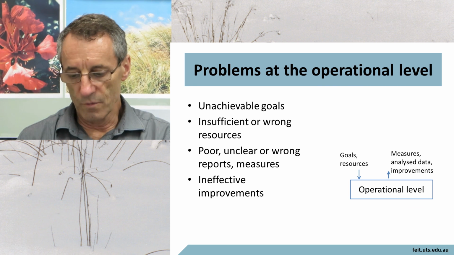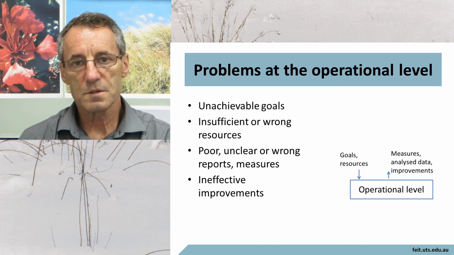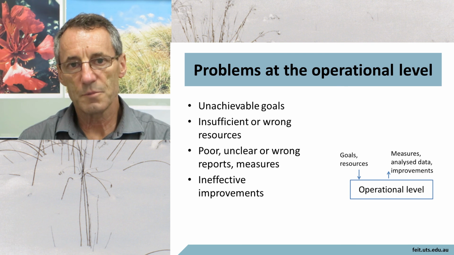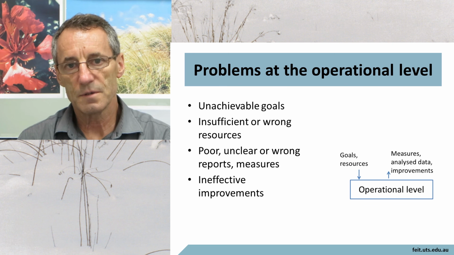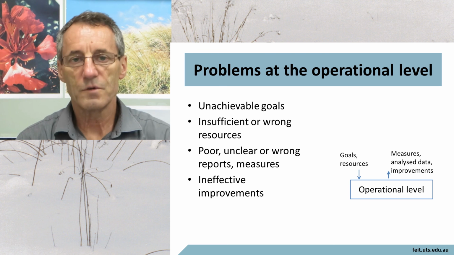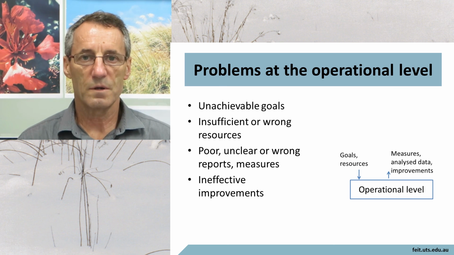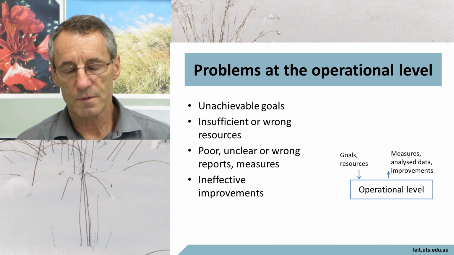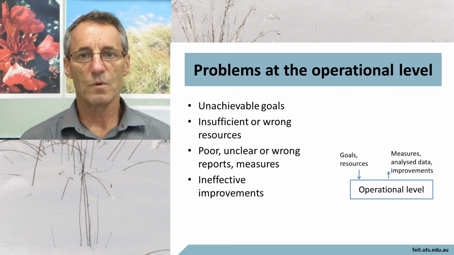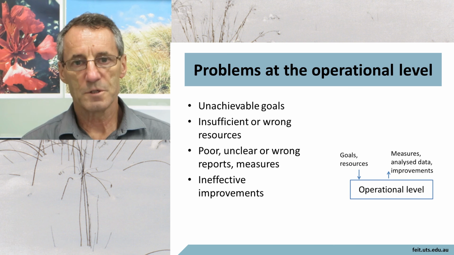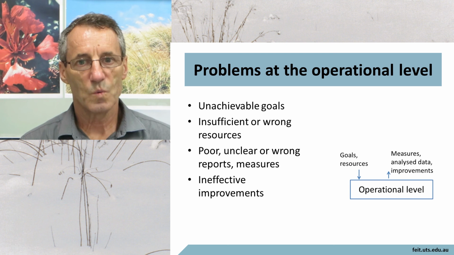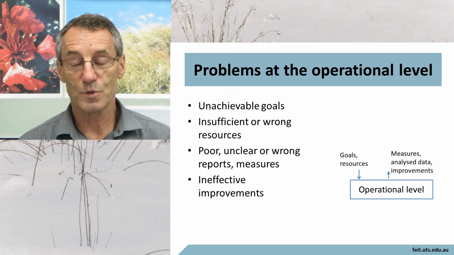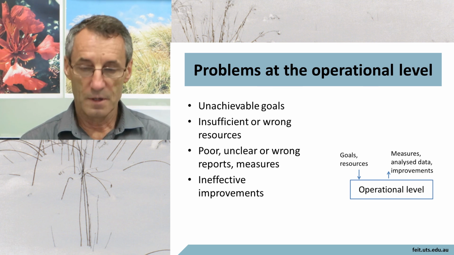Poor, unclear, or wrong reports and measures. I've spoken about that before, but I'll say it again. If you're measuring the wrong thing, it's not going to help. And frequently, almost invariably, people measure the wrong thing. They measure what's easy to measure, not what's necessary to measure. And we're talking about some very hard questions that have to be answered by these things.